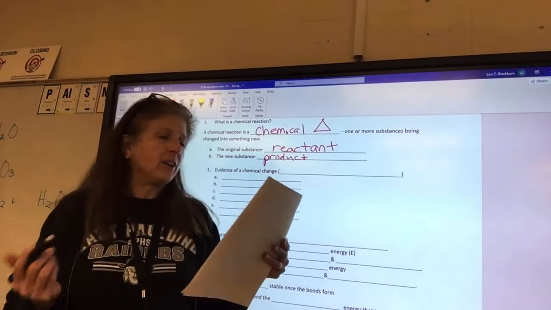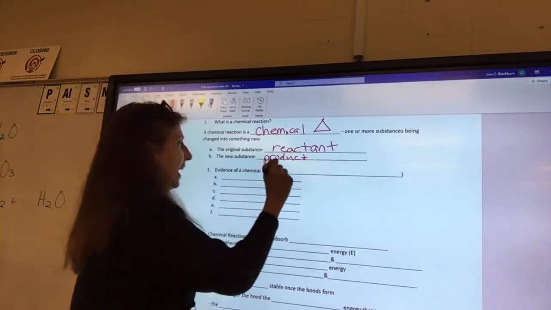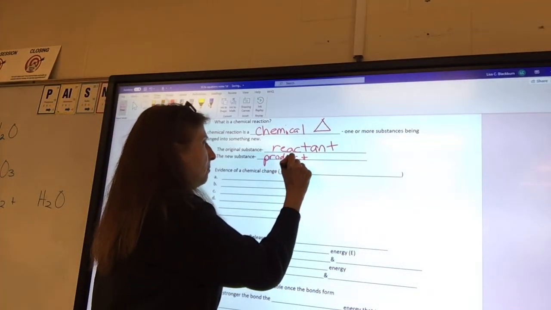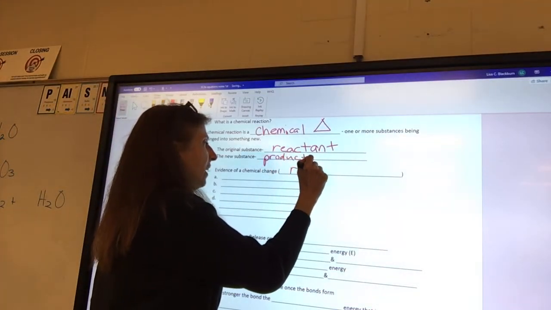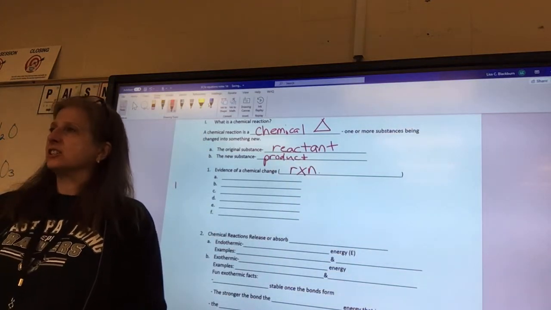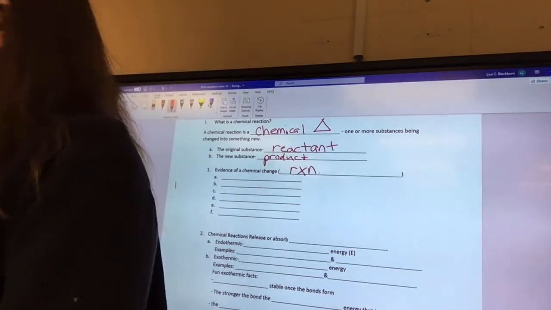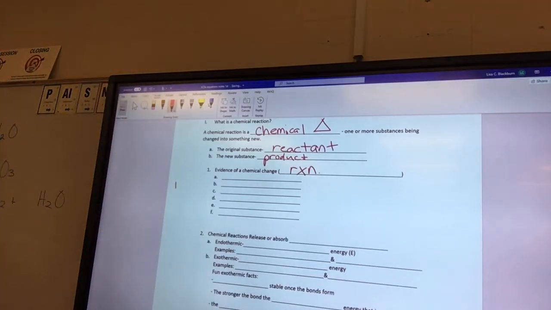So, how do we know that there is a chemical change, a chemical reaction? Now, the symbol for reaction is RXN. So you don't have to write reaction and tire your hand out. You can write RXN. So let's look at a chemical change and see if you can spot the evidence for this chemical change.